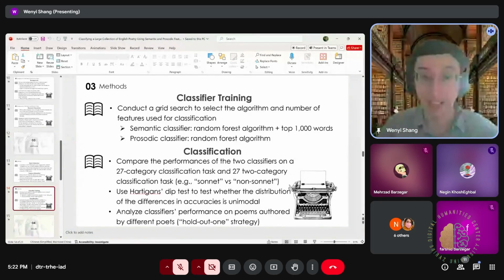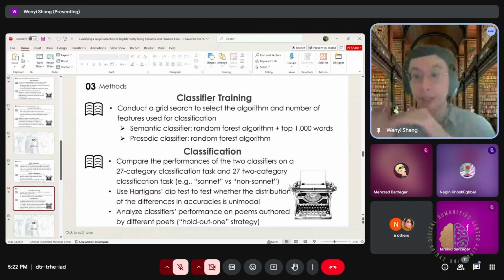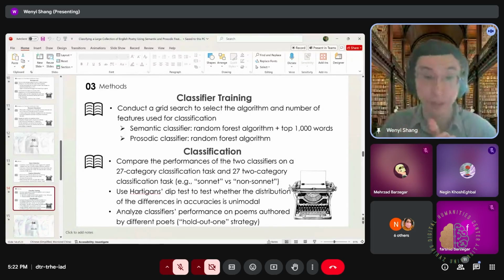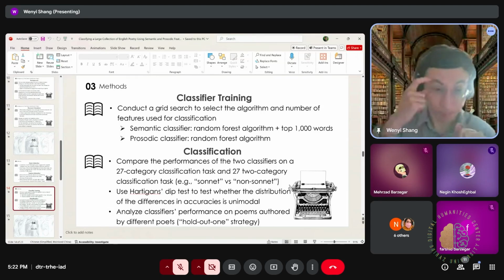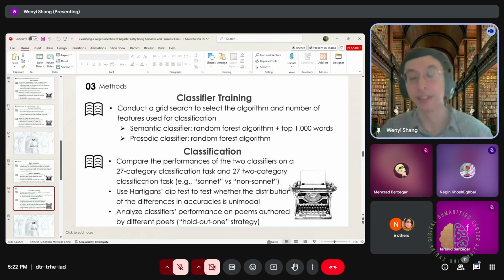That means that the sonnets are better classified by the semantic features than by the prosodic features, and they are 5% better in that. Then we have a number for the difference for each of the 27 categories. Then we have a distribution of how the difference is distributed across the 27 categories. And then we're going to test whether this is a unimodal distribution or not.